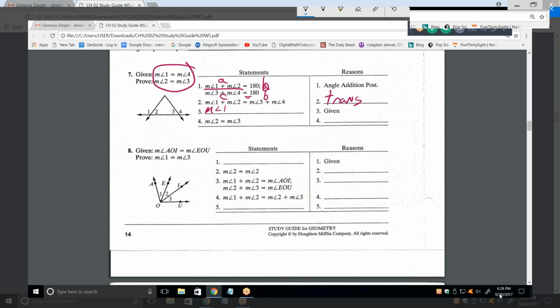Measurement of angle 1 plus the measurement of angle 2 equals the measurement of angle 2 plus the measurement of angle 3. Now hold on. Measurement of 1. Excuse me. That line right there. Okay. And that line, statement number 3, is true by substitution.